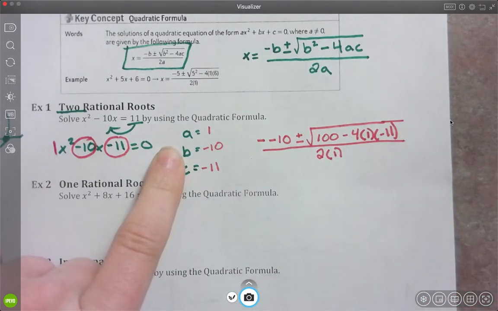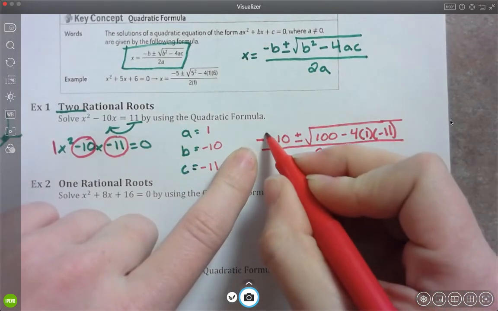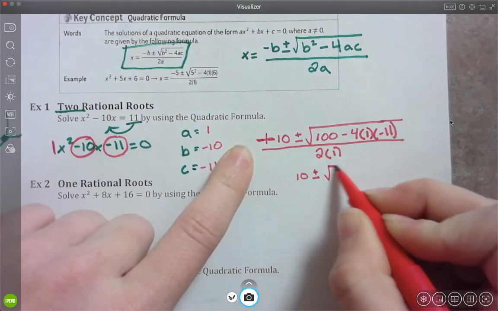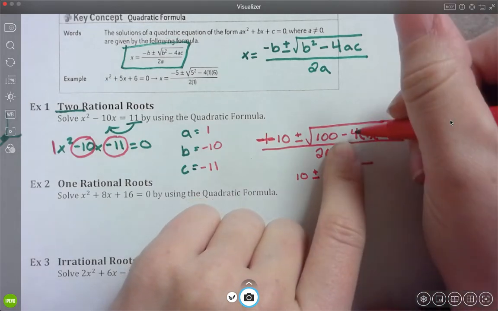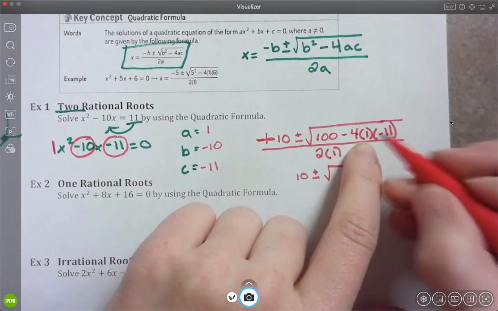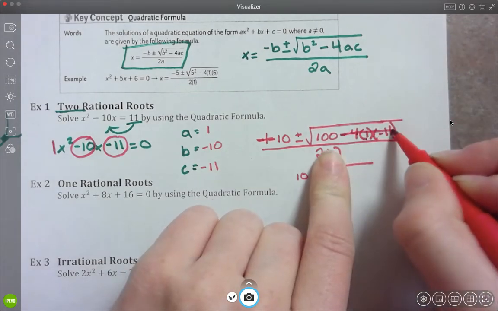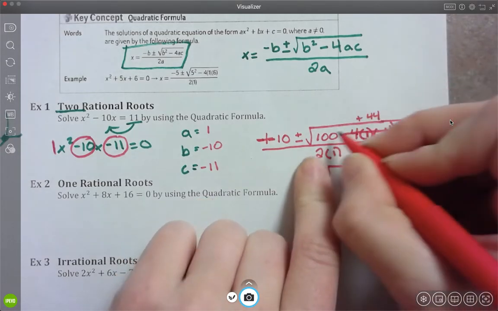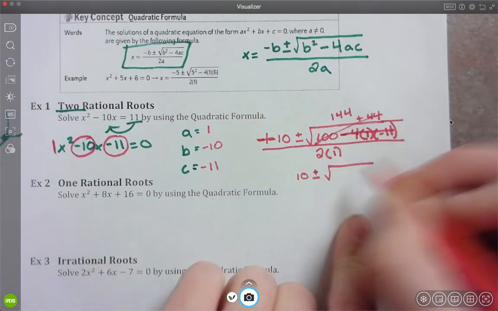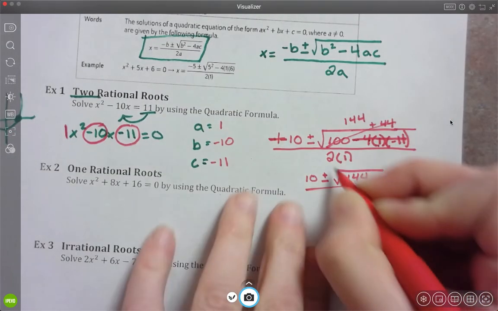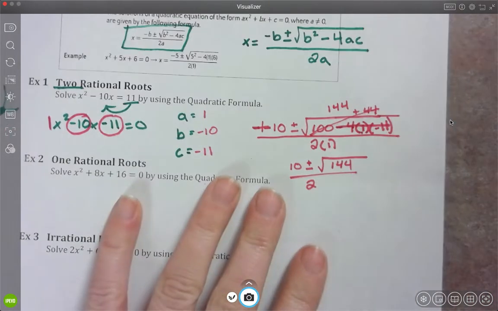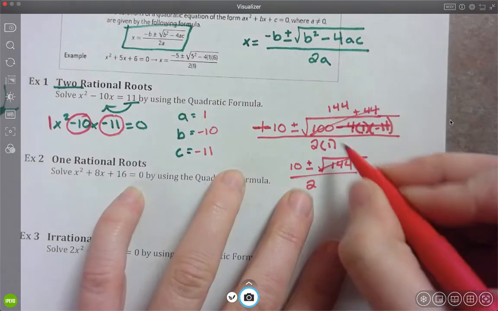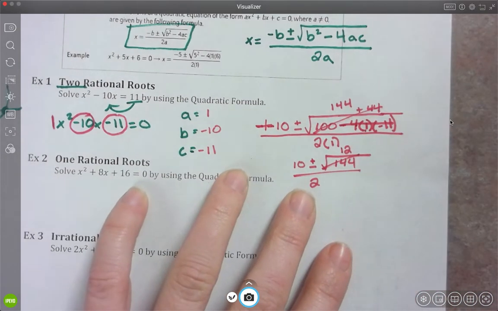All right, so now we have negative, negative 10. That's positive 10. 10 plus and minus the square root of, so this guy right here, negative 4 times positive 1 times negative 11 is going to give me a positive 44. So that's going to be 100 plus 44, which is 144. 144, all over 2, because 2 times 1 is 2. All right? Now, you will notice that the square root of 144, maybe you know this, maybe you don't, comes out nicely. It's 12. Right? 12 times 12 is 144.